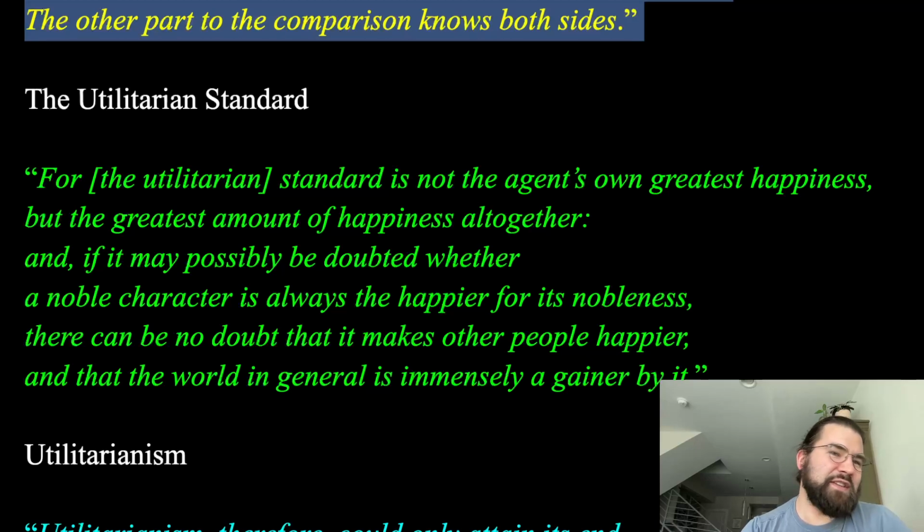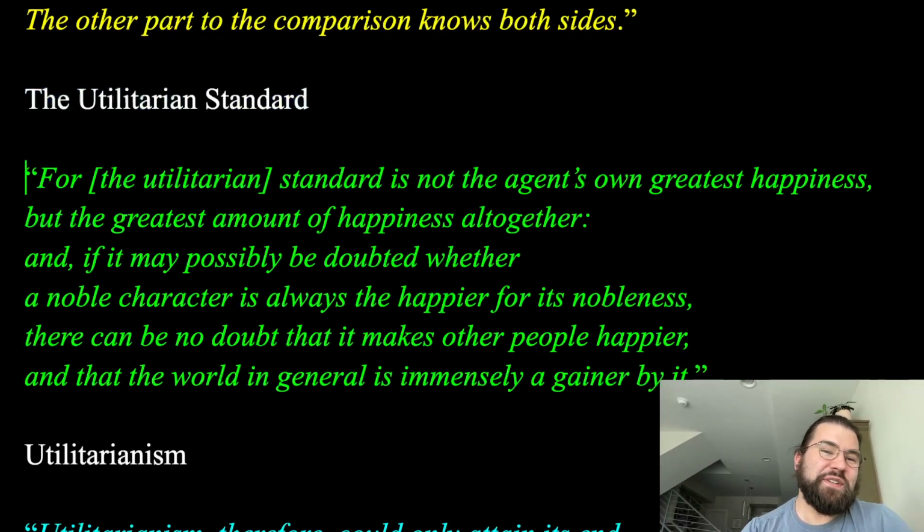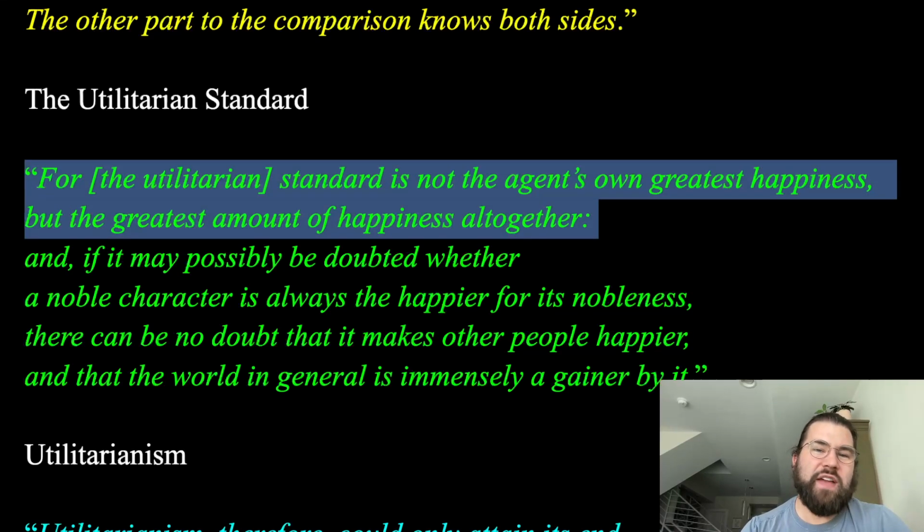That being said, let's look at the utilitarian standard, right? We do need to be starting somewhere. So Mill says, "For the utilitarian standard is not the agent's own greatest happiness, but the greatest amount of happiness altogether." We've got to think big. We've got to think socially.